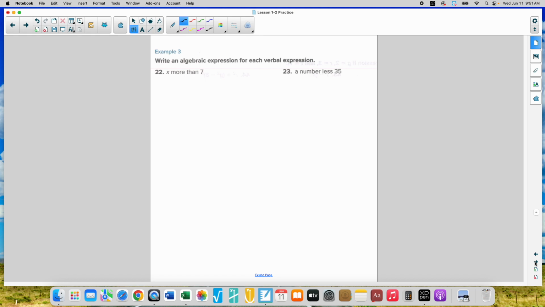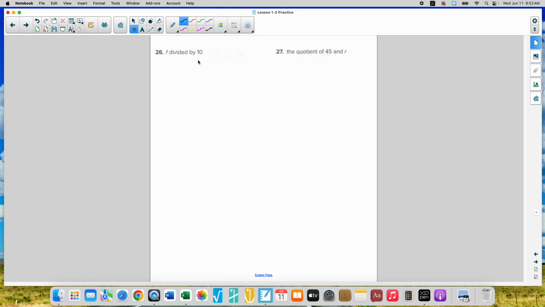I like this way better. To me, x more than 7, so 7 plus x. Remember, x more than, so we're going to do x more than 7. So 7 comes first. A number less 35. So a number, let's name it n, minus 35, less 35. 5 times a number, 5 times x. 1/3 of a number, we can do 1/3 p, or you can do p divided by 3. Either of those work.